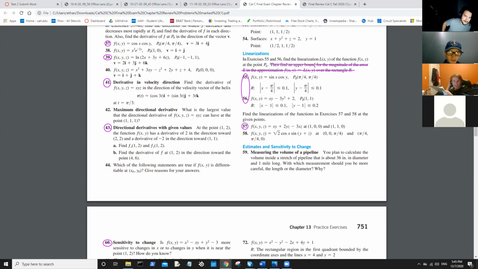He crossed it out for a reason. It's like find the magnitude of error in the approximation. There's a formula for it, and we did it in the homework, but we didn't do it on the test, so I don't care.